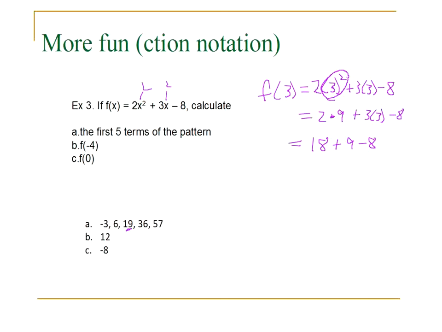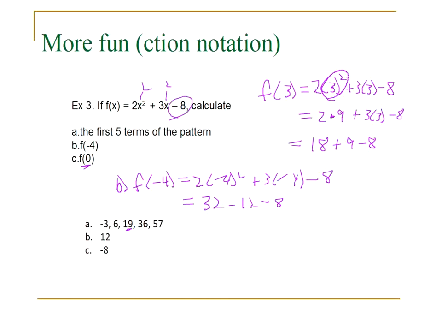The question B asks me to find f of -4. Well, again, where I see an x, I'm going to plug in -4. The pen's getting tired. So I have -4 squared is positive 16, times 2 is 32, minus 12, minus 8 gives me 12. And find f of 0, well, that's easy, that's right there. Because when x equals 0, these two terms equal 0.